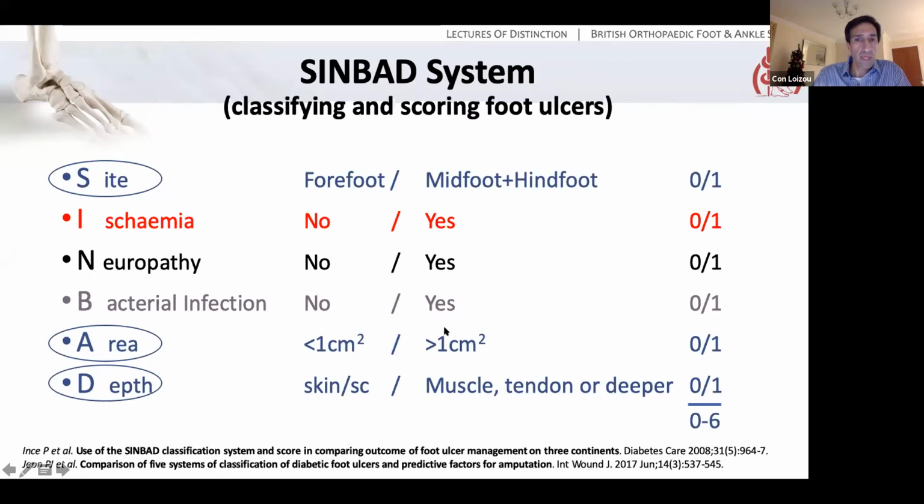Area, it's more than 1 centimeter square, so we score another point. Depth, it probes the bone and you can actually see bone through the wound, you get another point. In our case, there's no evidence of ischemia, he has both palpable pulses, he's neuropathic, so you get another point, and he's infected, you get another point. So you have 5 out of 6 he scores. Now, if you score 3 or more, it's regarded as a severe diabetic foot ulcer. It's reliable, the SINBAD score, and can predict ulcer healing and the risk of amputation.